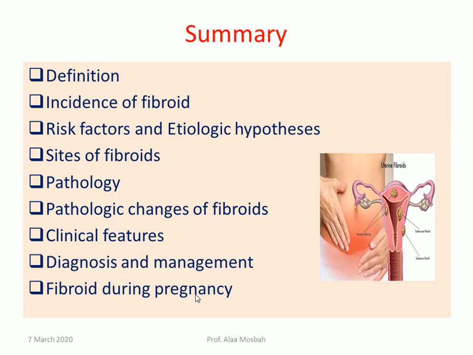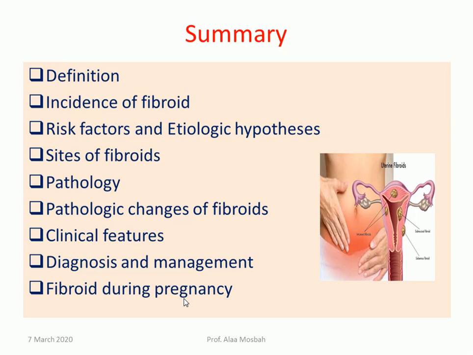The risk factors, we said black race and African descent, early menarche and late menopause, obesity and nulliparity. And we said the sites of fibroid may be corporeal or cervical or other types like broad ligament fibroid or other parasitic fibroid. And we talked about the pathology and the pathological changes. And we said that hyaline degeneration is the commonest one. And we said red degeneration occurs specifically during pregnancy. Other types of degeneration may happen.